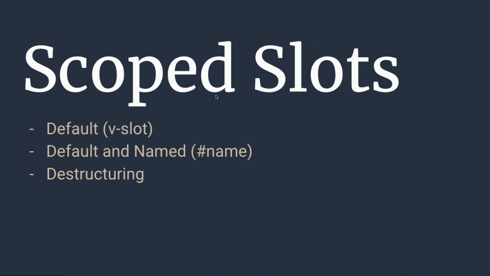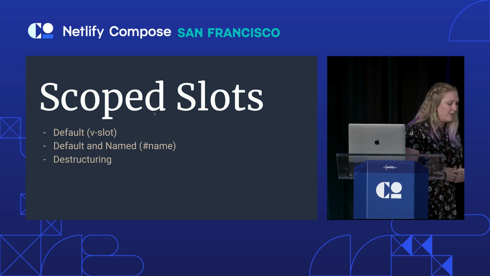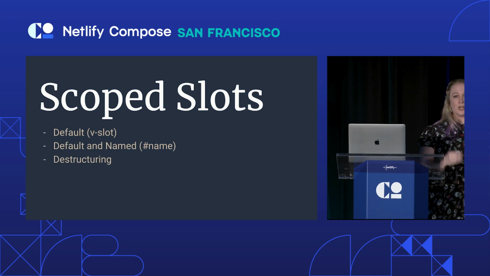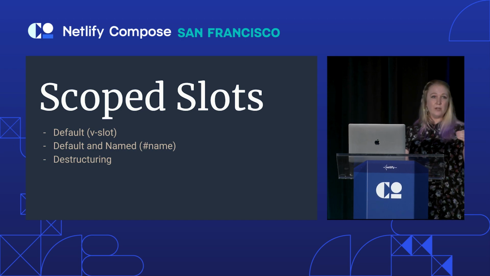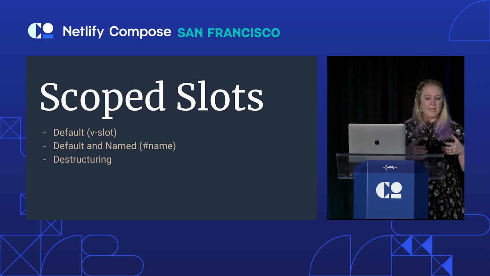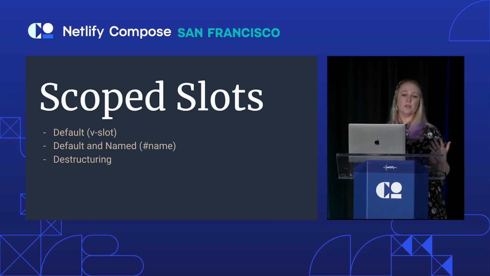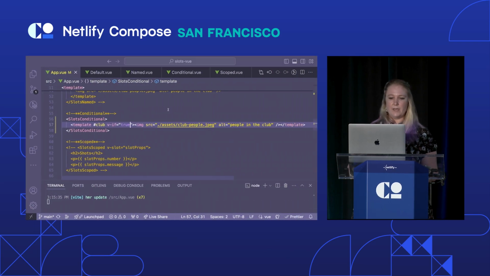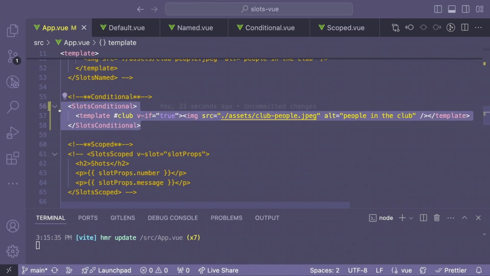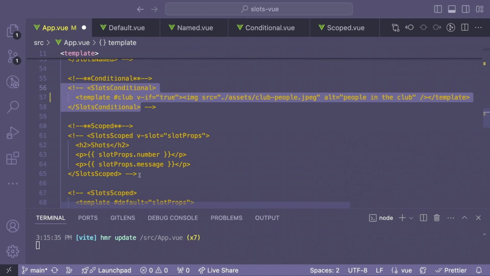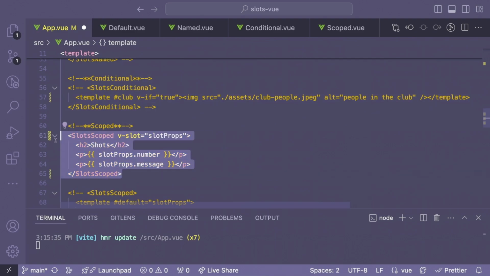Vue said, that's all well and good, but what if you could access content from the child component in the parent component, when you call that component, in the content that you're passing to a slot in the child component? And that's called scoped slots. So we've got a default slot inside a component named slots scoped.